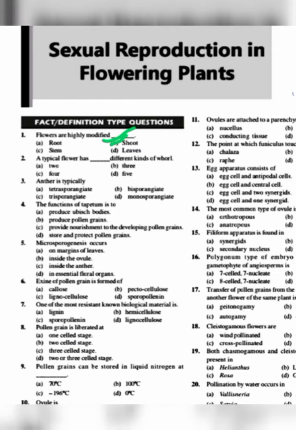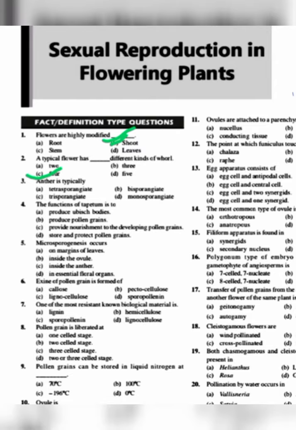Then comes question number 2: A typical flower has dash different kinds of whorls. A, 2; B, 3; C, 4; and D, 5. What we know about this one is that a typical flower has 4 different kinds of whorls. These are calyx, that is the green leafy sepals; corolla, that is the bright colored petals; androecium, that is the male reproductive organ; and gynoecium, the female reproductive organ. So the answer will be C, 4.